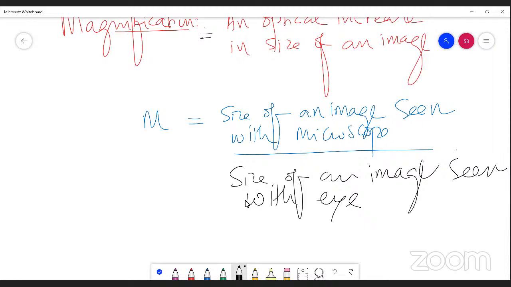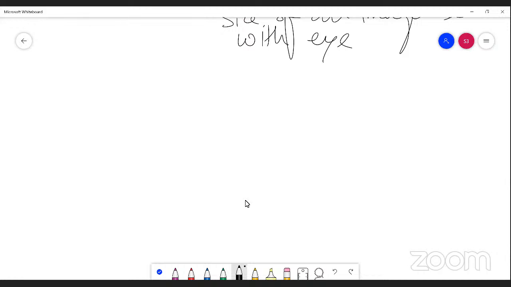The magnification can be calculated by using a formula: the size of an image seen under the microscope divided by the size of an image seen with our naked eye. That ratio is called the magnification. That's why I mentioned that magnification is simply an optical increase in the size of an image. There are two types of magnification.